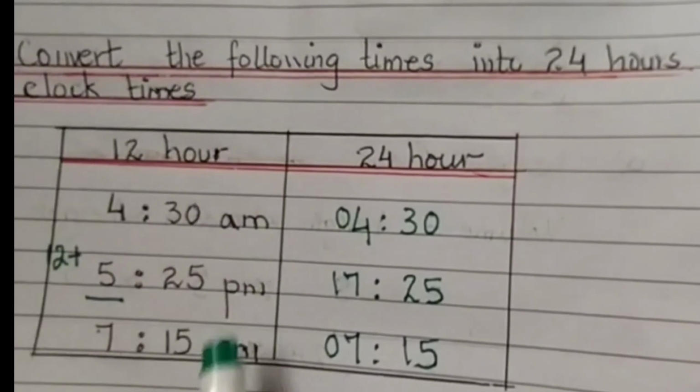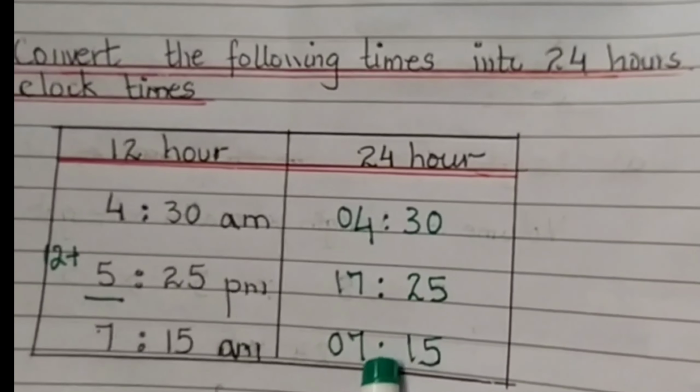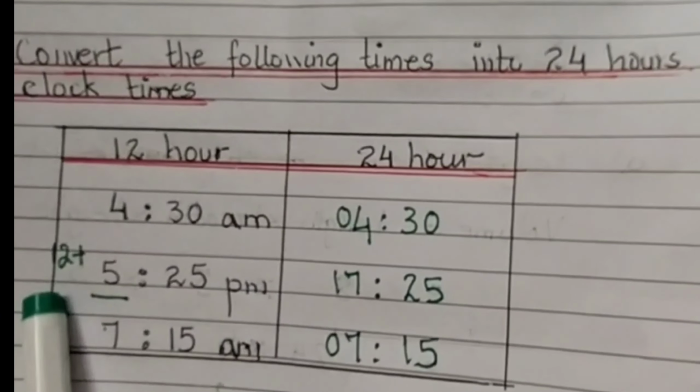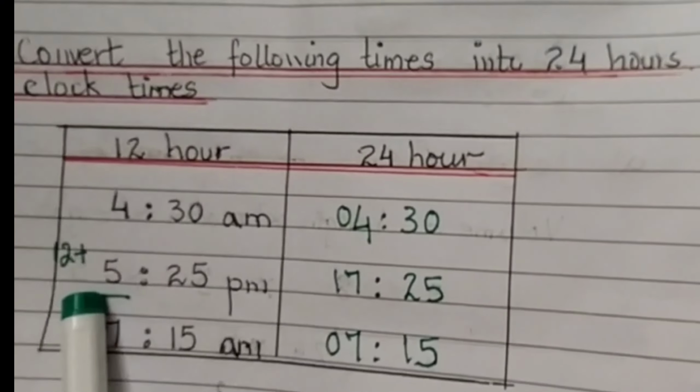You have noticed in AM, I have written a 0 ahead of these numbers. Did you notice? But in PM, you will be adding up a 12. Always add up the 12.